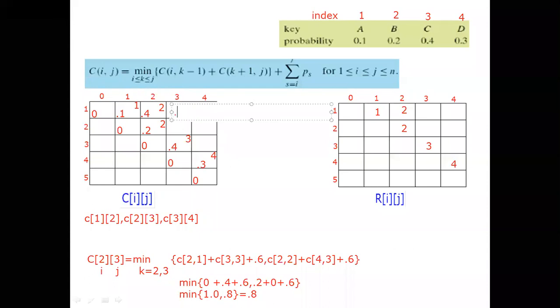Now I will fill that value. It is 0.8 and the k value I should write there. Where should I write? It is 2, 3. I should write it right here. We calculated for 2, 3. 0.8. What is the value here? The value here I should write as 3, right? I should write the value as 3.